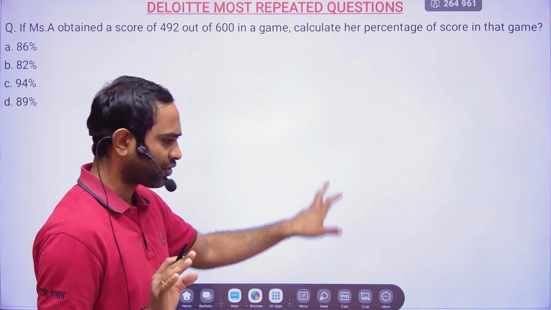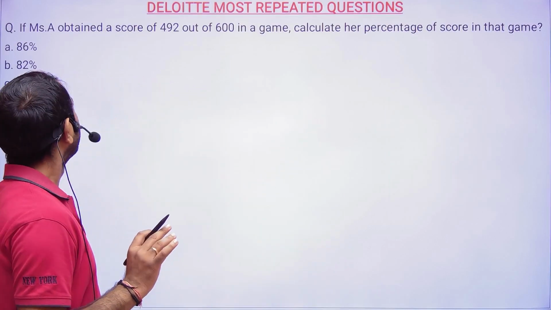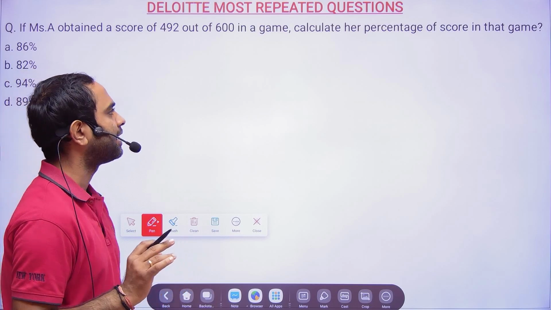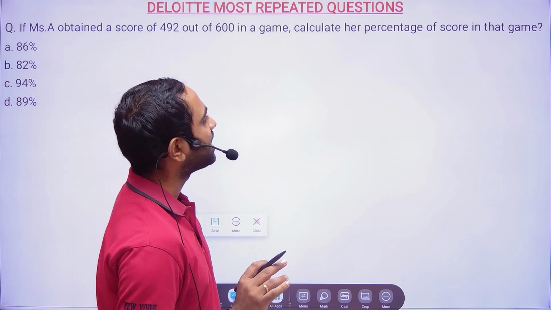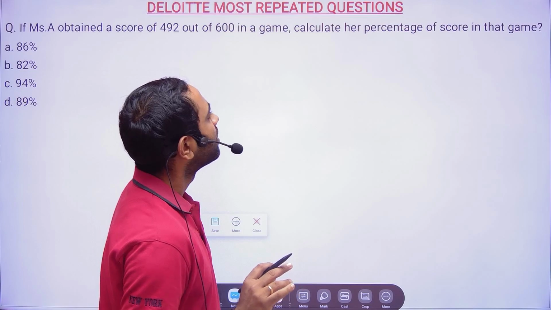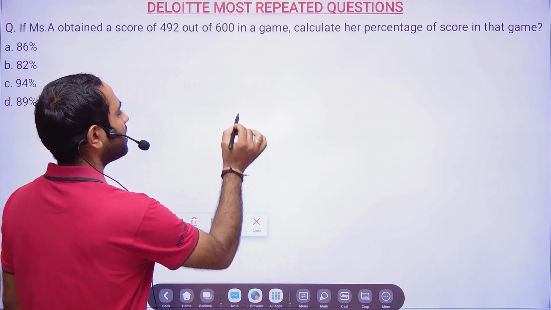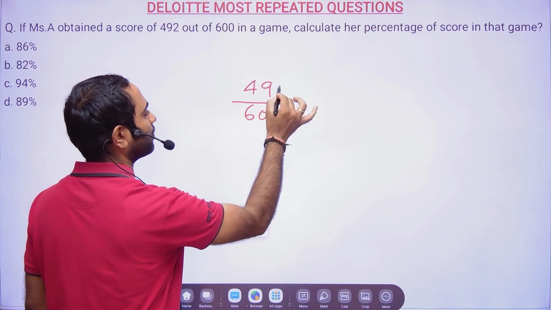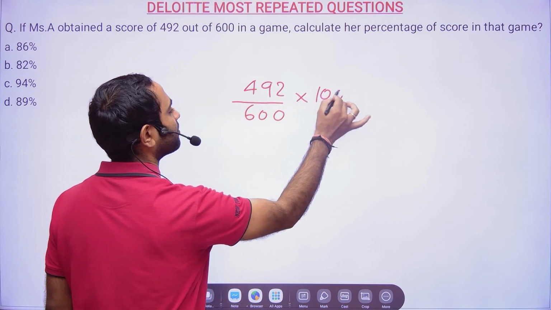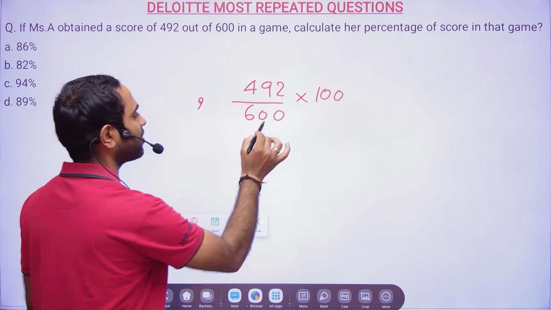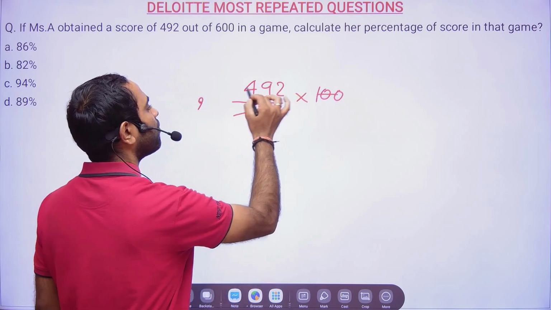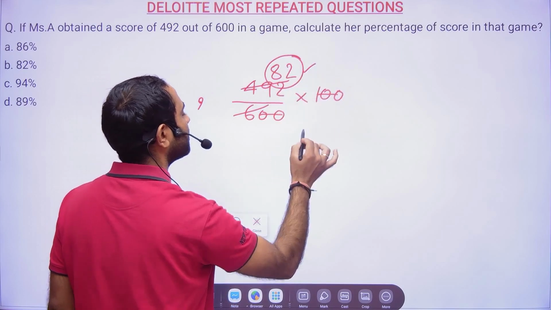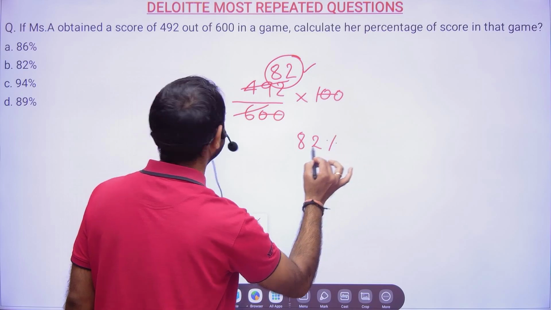Next, second question. If MSA obtained a score of 492 out of 600 in a game, calculate her percentage of score in that game. Now the total is 600 and how much am I getting? I am getting 492. If you have to calculate percentage, multiply with 100, that will be your answer. Cancel the zeros: 4 8s are 68 and 6 8s are 68, and 6 2s are 12. So 82% will be the correct answer.